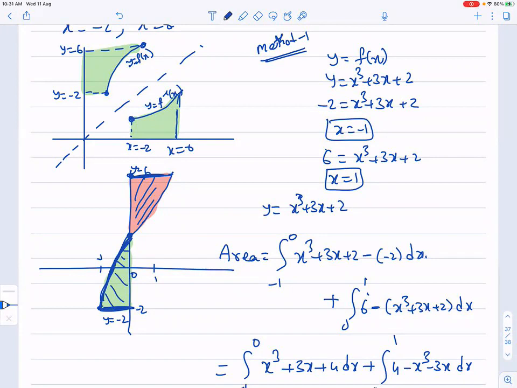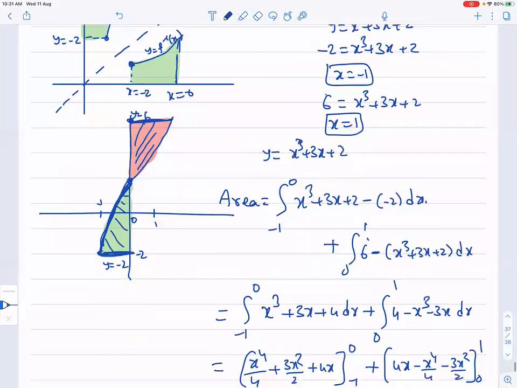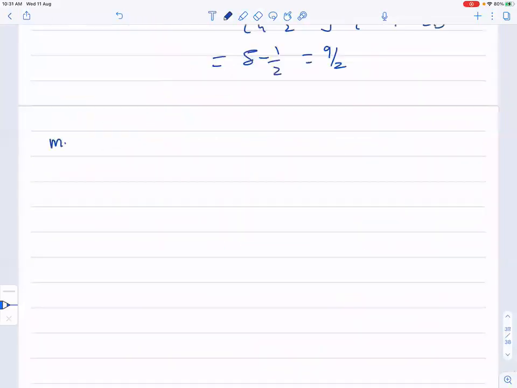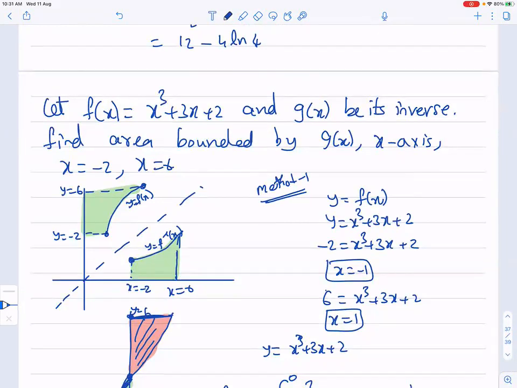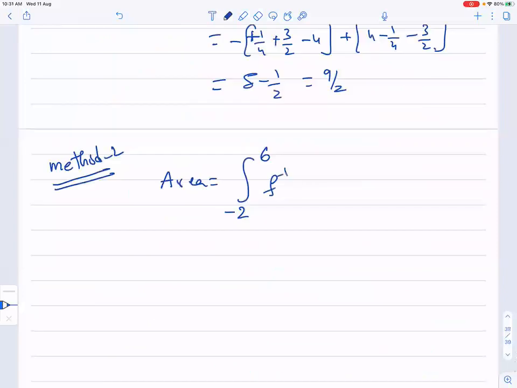Now, since we know the graph of f of x is strictly increasing, f inverse is also strictly increasing. So what we need in method 2 is the area under g of x, the area under f inverse of x from -2 to 6. Correct? That's what we need. g of x is a strictly increasing graph. So I will write the integral of f inverse of x dx, where f of x is x cube plus 3x plus 2. Correct, students? We need this area.